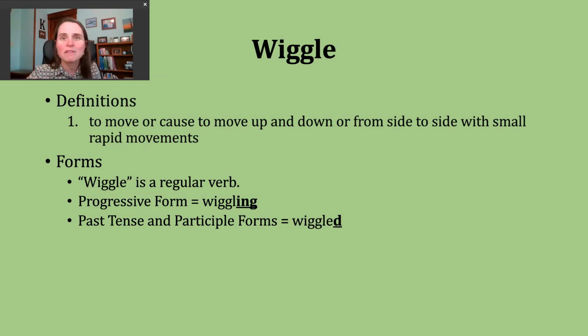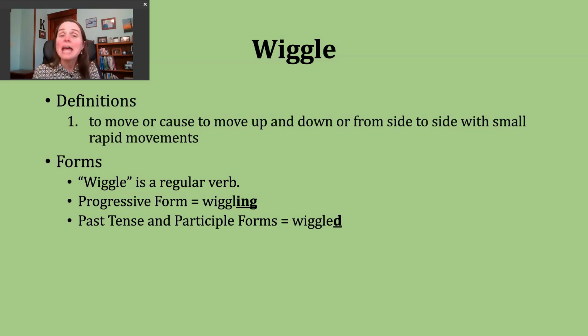And it doesn't just have to be fingers. It can really be any part of your body, but think side to side or up or down, really quick and rapid. For now, you should know that wiggle is a regular verb. To make the progressive form of this verb, you're going to drop the E and then add ing. That forms wiggling.